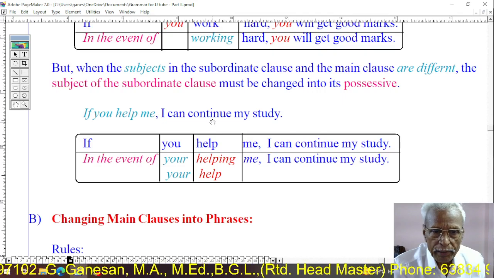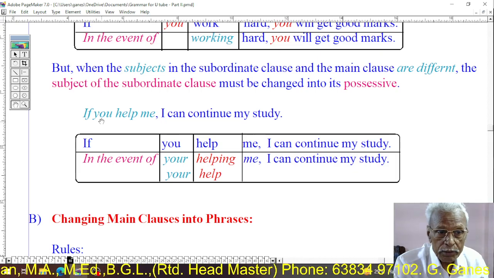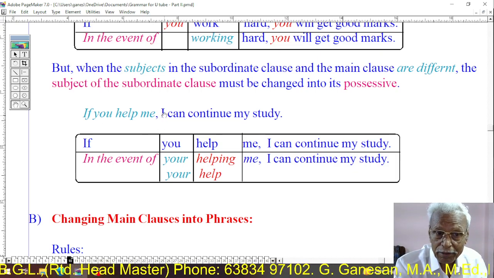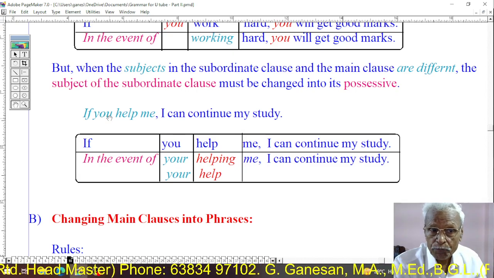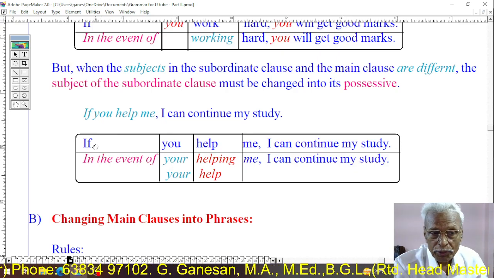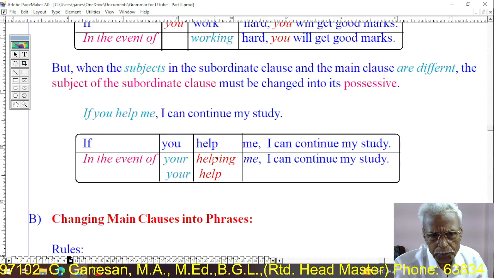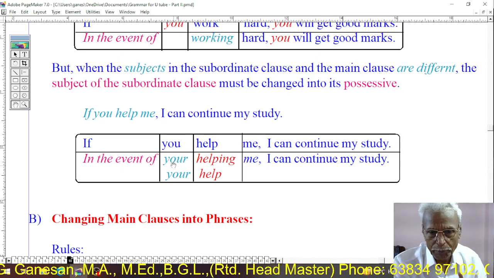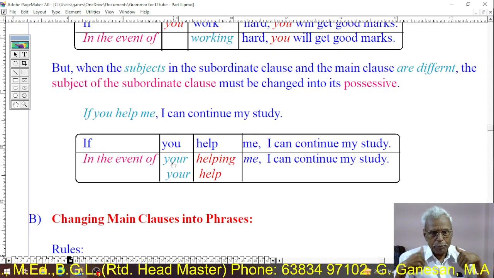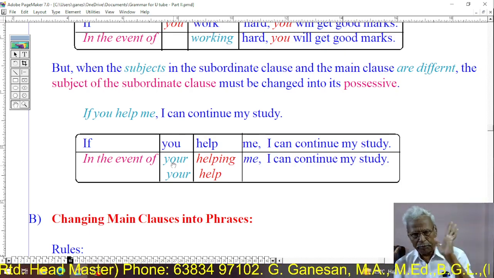If you help me, I can continue my study. Here, the subject in the subordinate clause is you. In the main clause, the subject is I. So this you should be changed into its possessive. So, in the event of your helping me, then everything will be.